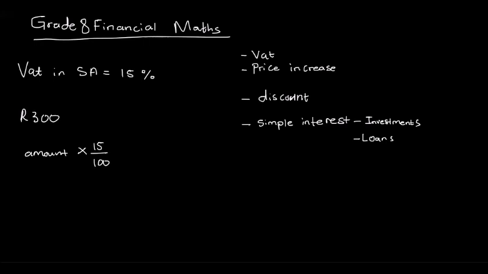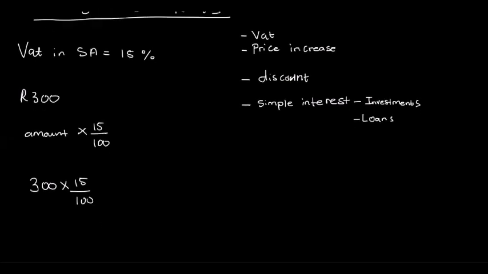So let's try that with the 300. So that means it's the 300 rand times 15 all over 100. Okay, and then how much will that give you? Obviously that's going to give you 45 rand. So which means if you buy something that costs 300 rand, 45 rands is tax, right? It goes to the government. Okay, so that's how you get your VAT.